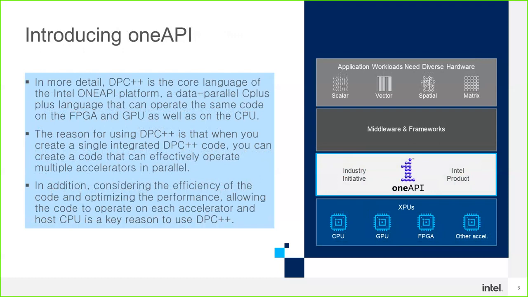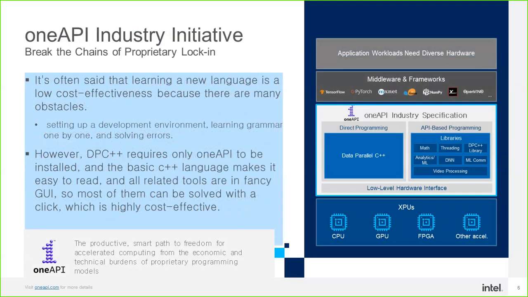In addition, considering the efficiency of the code and optimizing performance, allowing the code to operate on each accelerator and the host CPU is a key reason to use DPC++. It's often said that learning a new language has low cost effectiveness because there are many obstacles such as setting up a development environment, learning grammar one by one, and solving errors. However, DPC++ requires only one API to be installed, and the basic C++ language makes it easy to read.